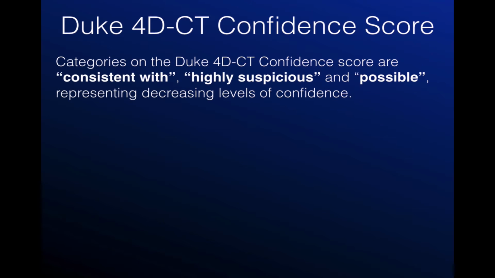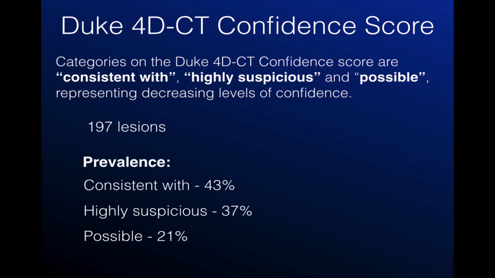For the parathyroid candidates, we grade them as consistent with, highly suspicious, and possible, representing different levels of confidence. For scintigraphy, it's either a positive or a negative study. And when we looked at our cases of 197 lesions, the consistent with category was actually the most prevalent. And this category had a false positive rate of less than 2%. So if a lesion is determined as consistent with, the surgeon knows that they could safely proceed to surgery, and imaging further with scintigraphy may not actually be necessary.